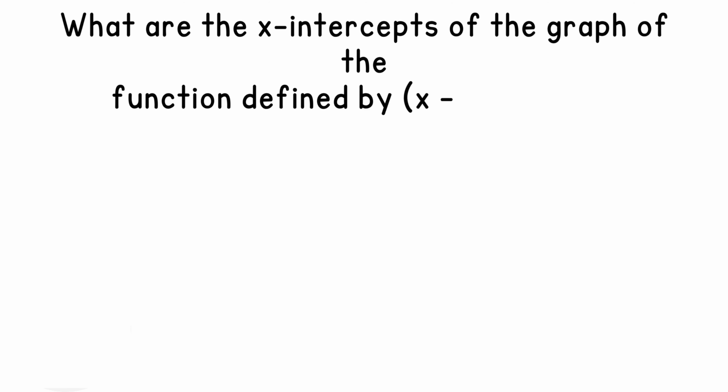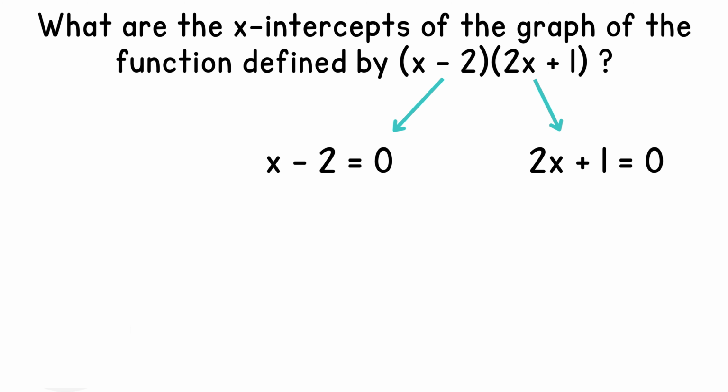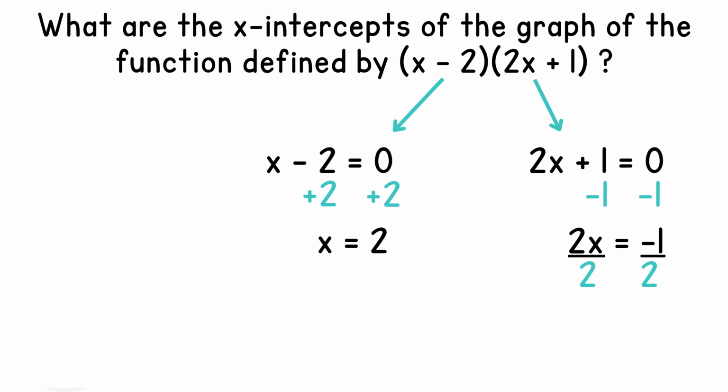What are the x-intercepts of the graph of the function defined by x minus 2 times 2x plus 1? We'll start by setting each parenthesis equal to 0, since the value of the function would be 0 if we're looking at the x-intercepts. We'll start by adding 2 to both sides on this equation, and we get x is equal to 2. In the next equation, we'll start by subtracting 1 from each side, and this gives us 2x is equal to negative 1. Now we'll divide both sides by 2, and get a final answer of x is equal to 1/2. So the x-intercepts would happen at 2 and 1/2.